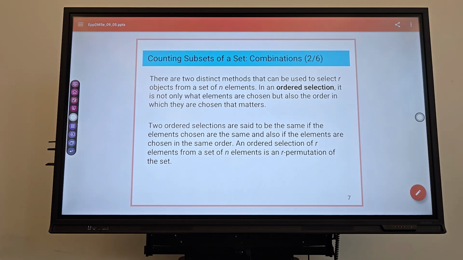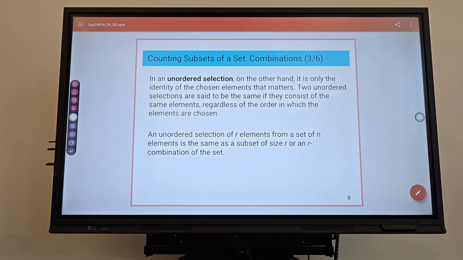Two ordered selections are said to be the same if the elements chosen are the same, and also if the elements are chosen in the same order. An ordered selection of r elements from a set of n elements is called an r-permutation of the set. In an unordered selection, on the other hand, it is only the identity of the chosen elements that matters. Two unordered selections are said to be the same if they consist of the same elements, regardless of the order in which the elements are chosen.